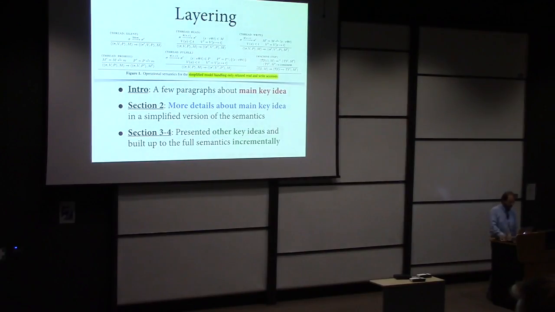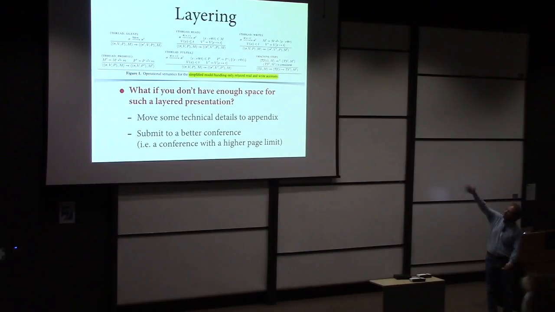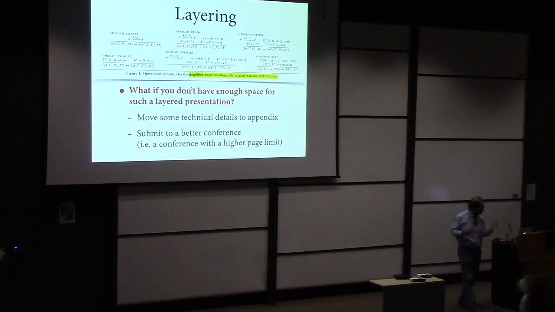Now, having said this, a question that someone has given me at previous PLMWs was, well, that's all well and good to have this key idea section or this layering, but what if I don't have enough space? Because this kind of layered presentation does take space. You're explaining the same thing over and over again. You're adding additional technical material, this cut down version of the semantics that takes space. What if I don't have enough space?